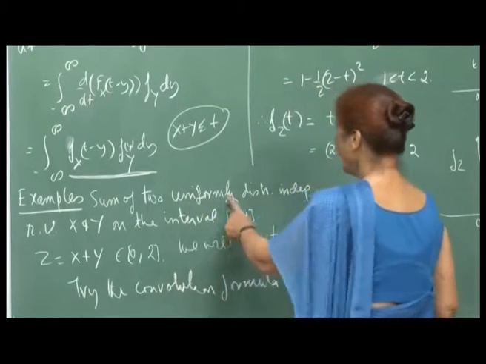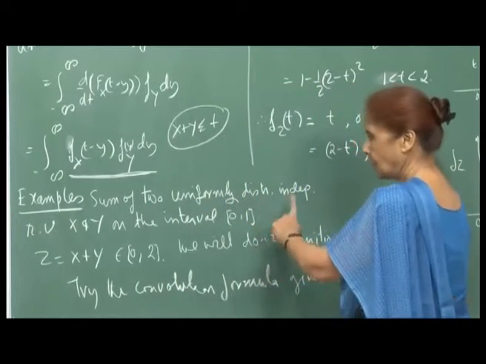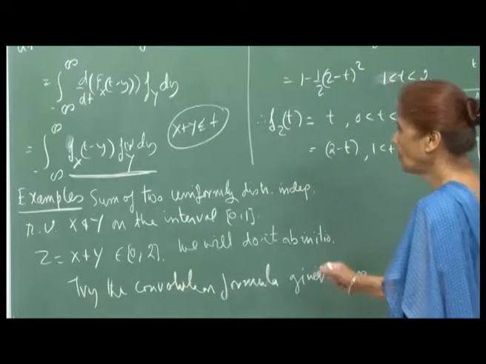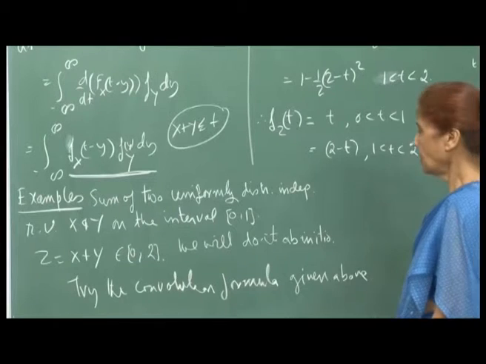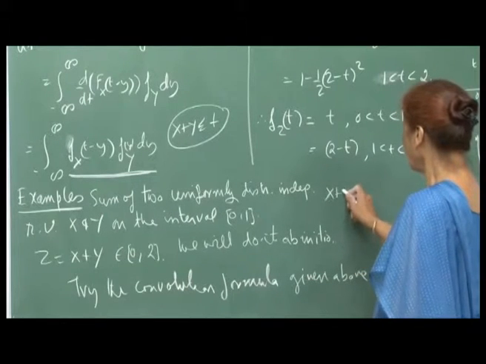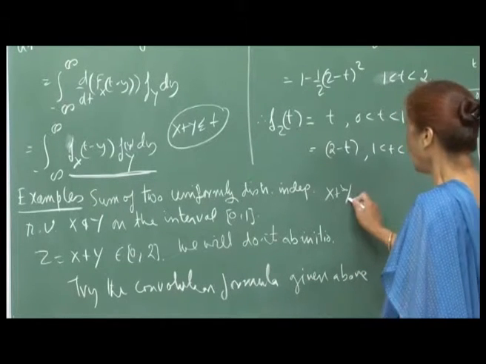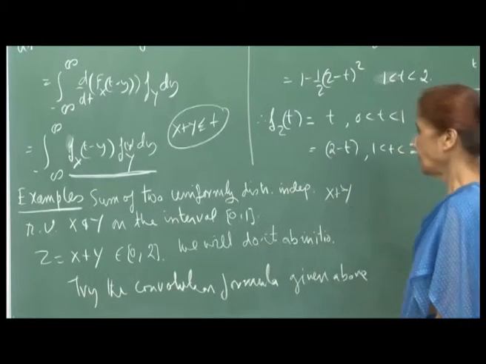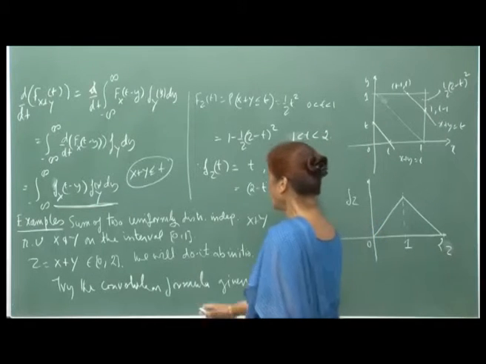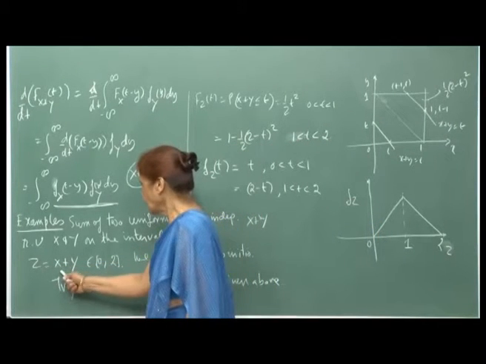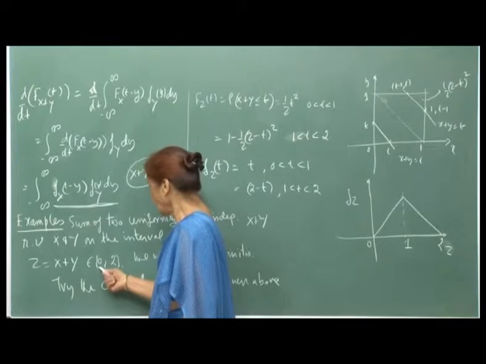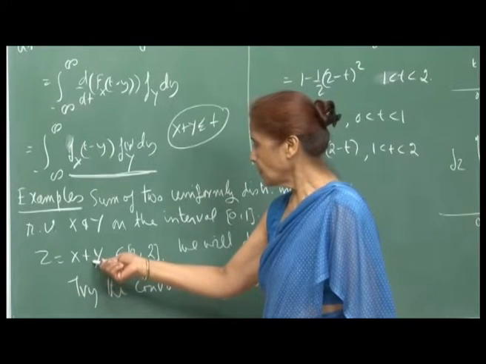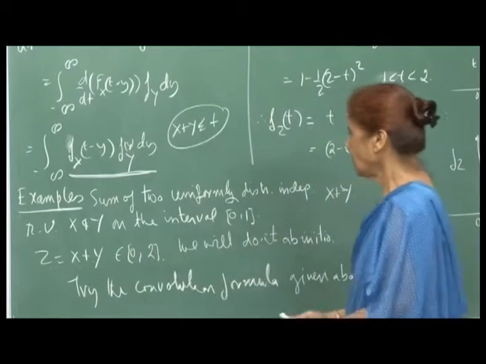Sum of two uniformly distributed independent random variables X and Y on the interval 0 1. Now I want to find out the PDF of the random variable X plus Y, where both X and Y are uniformly distributed on the interval 0 1 and they are independent. Then the variable Z, which represents the sum, will vary from 0 to 2, because X varies from 0 to 1 and Y varies from 0 to 1. So, the sum can vary from 0 to 2.